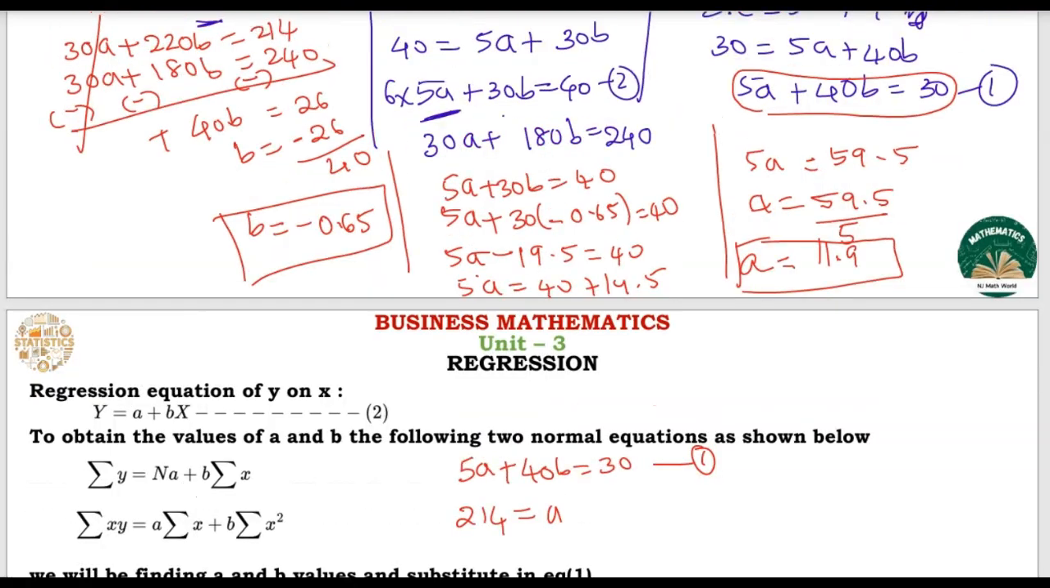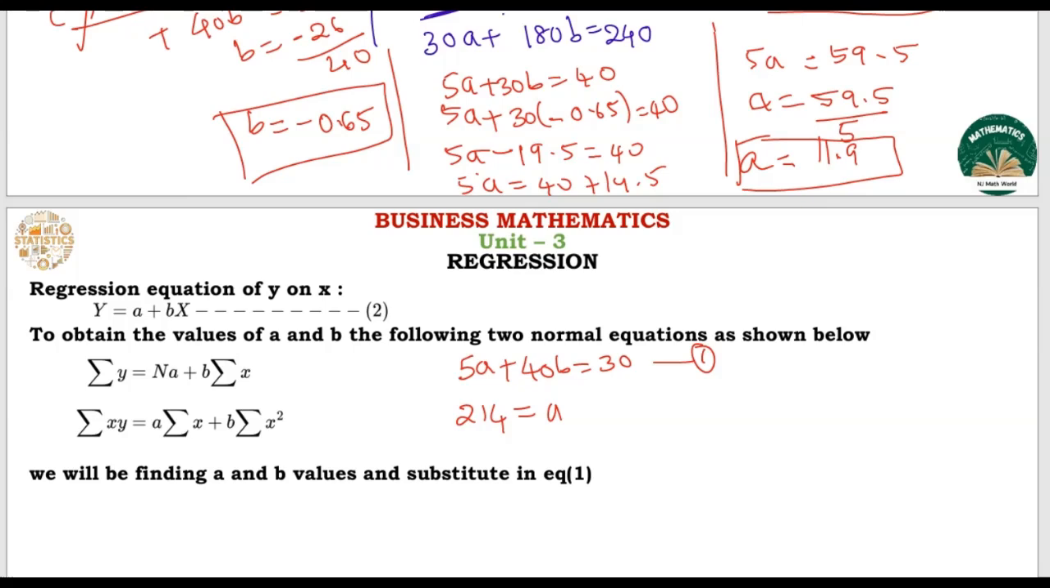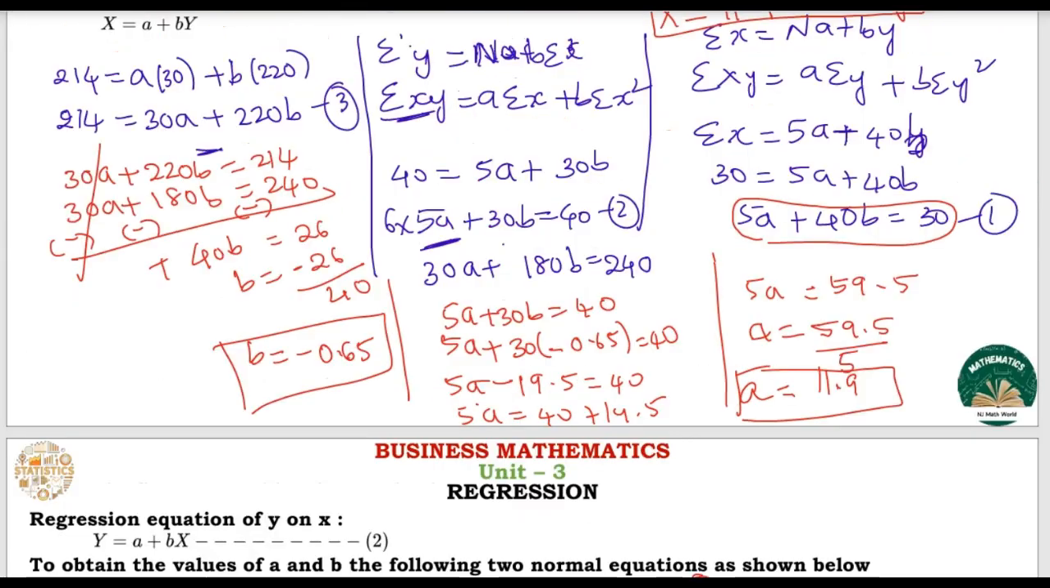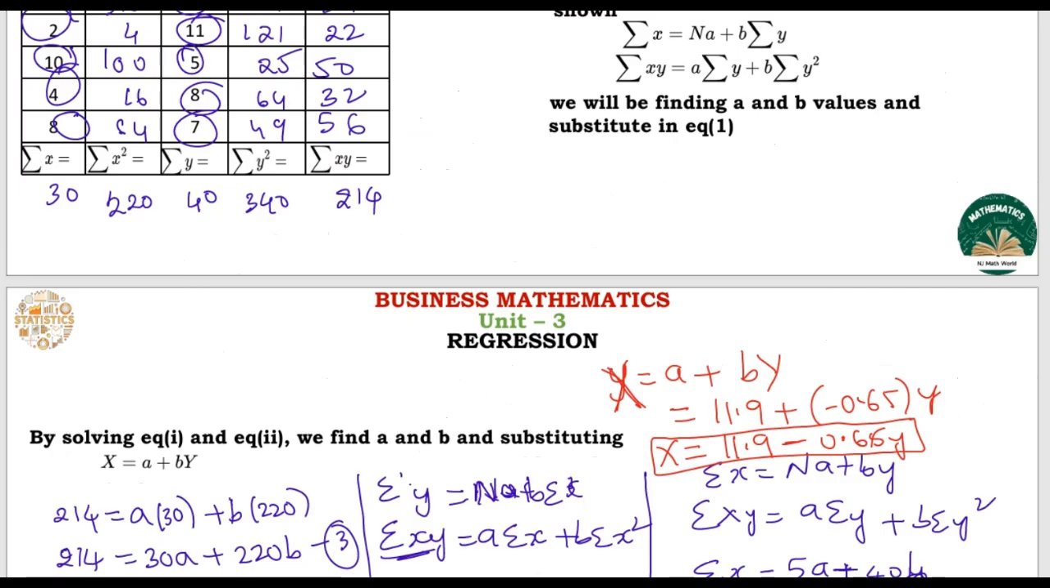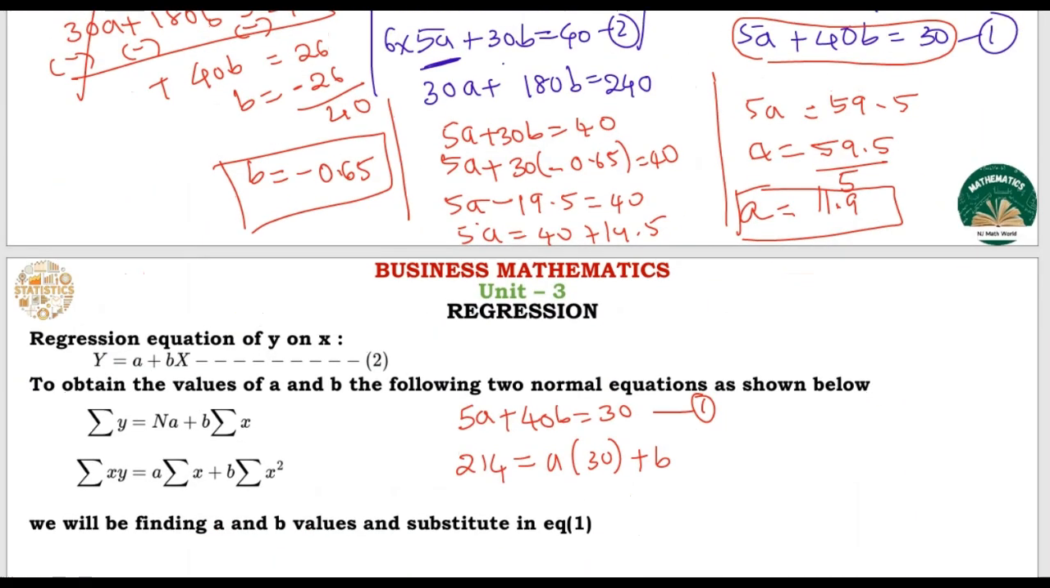Sigma x is 30, sigma x is 30, then plus b. Sigma x square will be 220 into 220. 220 will be the second equation.